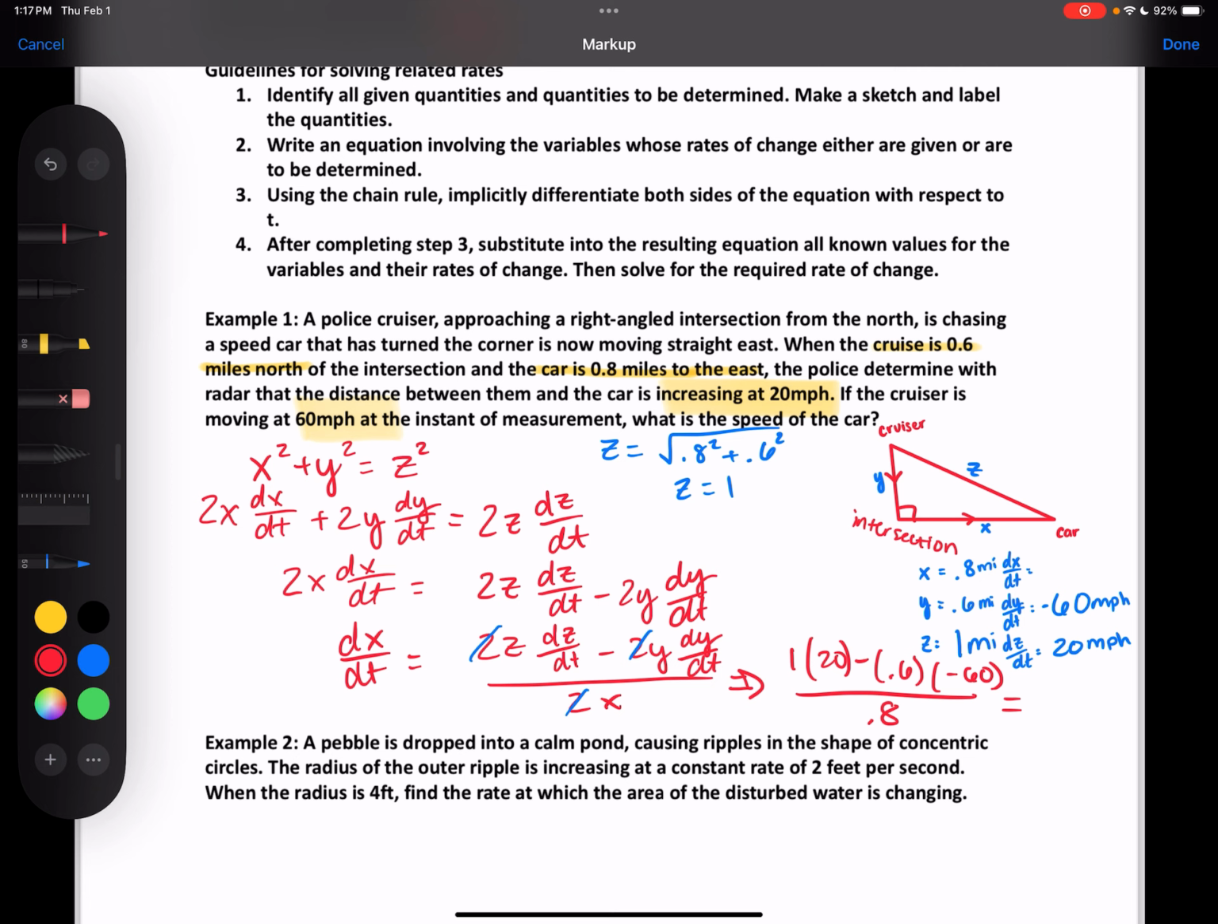What is WebMD? Okay. Do we have an answer for this? 70. I also got 70. So 70 miles per hour. So what I like to do is typically in another color write what I was actually trying to find.